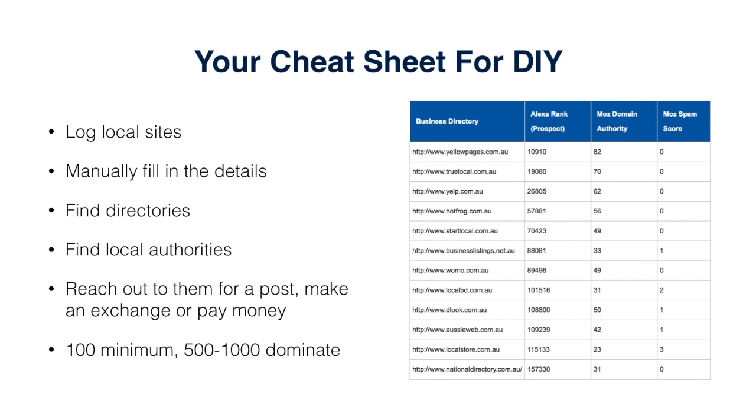Now, there is a bit of work involved in it to really dominate and get up there. You generally need to at least do maybe 100 of these. If you really want to, especially if there's a little bit of competition and you want to maximize, not just being number one on page one, but actually at the very, very top, number one on page one, then there's a bit of time involved. You might have to do 500 plus to really, really dominate. But that is how ranking on Google Maps works. That's what you got to do.